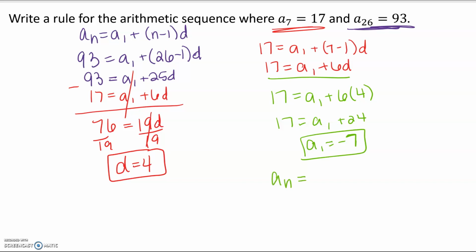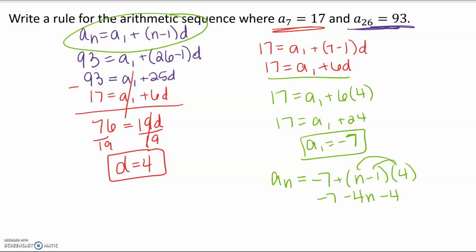So I'm going back to the original equation up here, and I'm plugging in everything I know. I have the first term is a negative 7. Remember, we want to leave the n in the equation, and we found our common difference was 4. So I'm going to multiply those together and then combine like terms. So my rule is 4n minus 11.